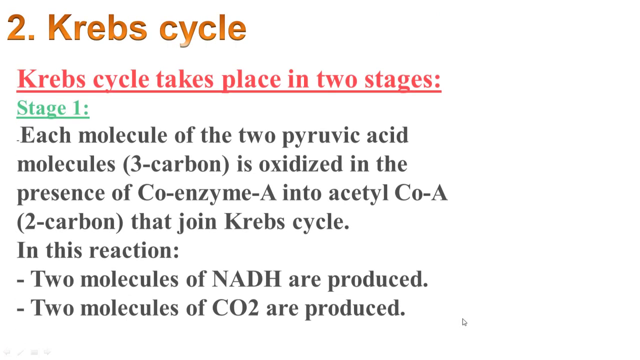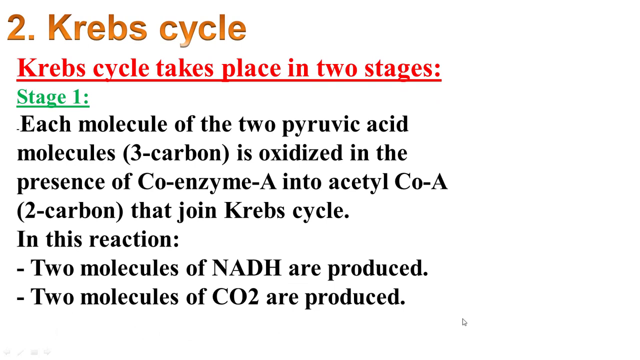Krebs cycle takes place in two stages. Stage number one: each molecule of pyruvic acid, a 3-carbon molecule, is oxidized in the presence of a coenzyme. This coenzyme is coenzyme A, forming acetyl coenzyme A. The 2-carbon acetyl is carried by the coenzyme A, which joins the Krebs cycle and gets inside it.